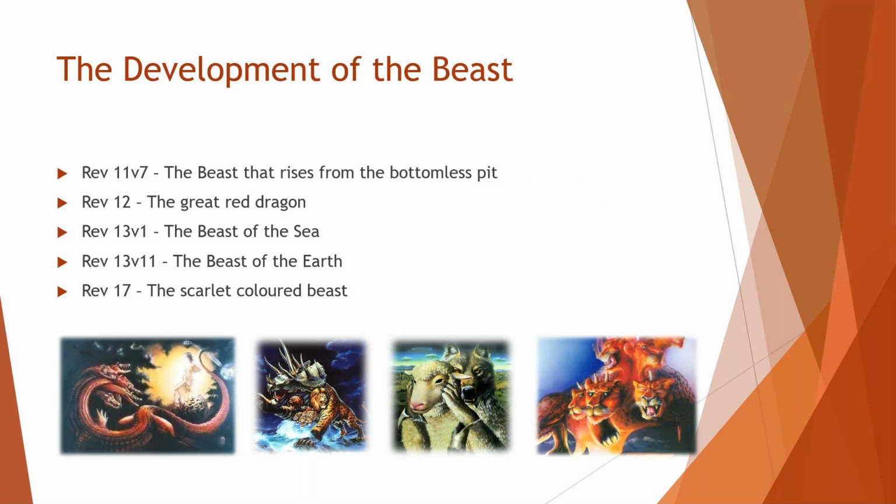So in Revelation chapter 11, we've got the beast that ascends from the bottomless pit. We've got the great red dragon of Revelation chapter 12. We've got the beast of the sea, which appears in Revelation 13 at the beginning of the chapter. We've got the beast of the earth that appears in chapter 13, verse 11, about halfway through. And then in chapter 17, we've got this scarlet-coloured beast. So these are the beasts that occur in Revelation.